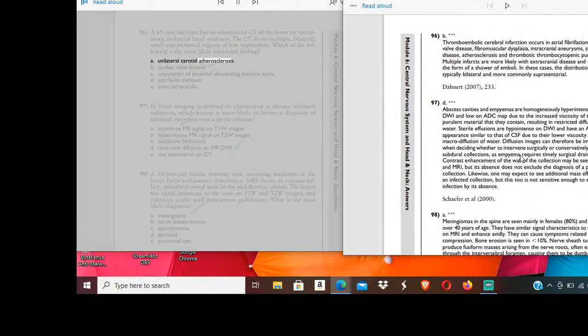A. Unilateral carotid atherosclerosis. B. Cardiac valve disease. C. Coarctation of proximal descending thoracic aorta. D. Subclavian stenosis. E. Sinus tachycardia.